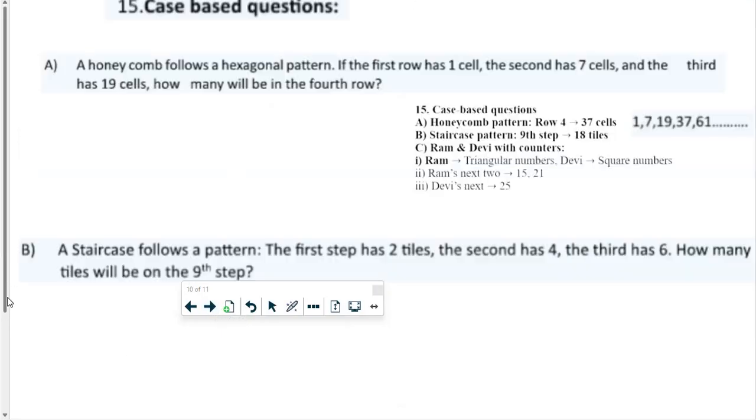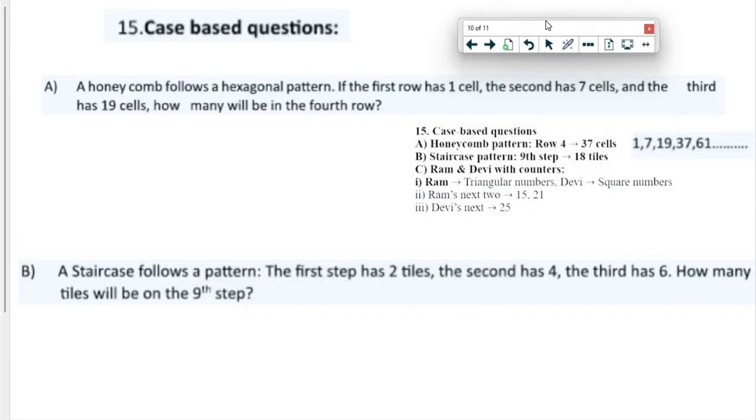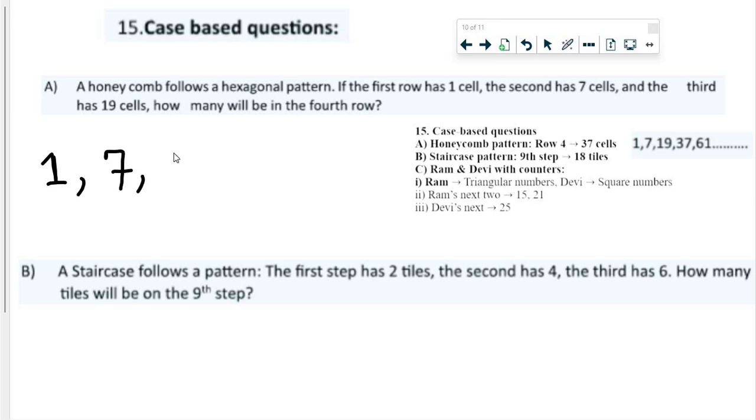Now, let us see case-based questions. A honeycomb follows hexagonal pattern. Do you remember hexagonal numbers? Hexagonal numbers start with 1, then 7, then 19, then 37, then 61, and so on. We have discussed hexagonal numbers in video part 1. If you did not watch that, go back.